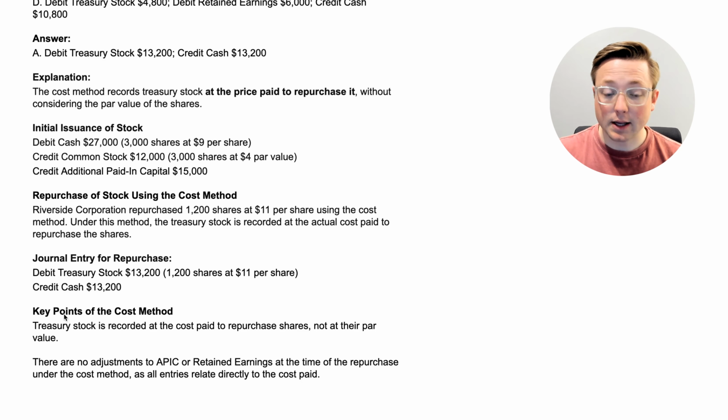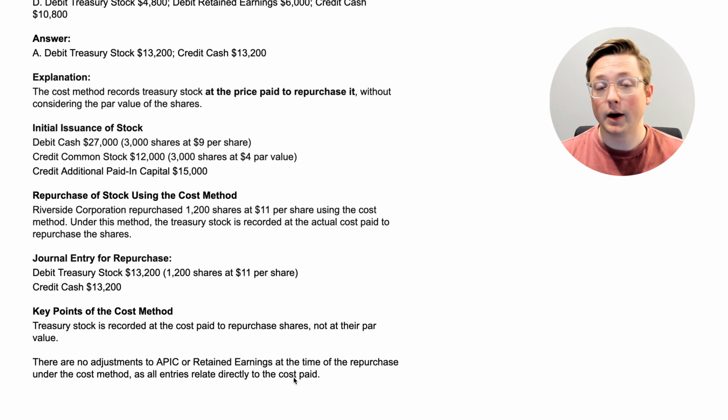So again, the key points of the cost method. The treasury stock is recorded at the cost paid to repurchase shares, not at the par value. There are no adjustments to APIC or retained earnings at the time of the repurchase under the cost method, as all entries relate directly to the cost paid. So again, cost method, more simple, more straightforward. As far as the repurchase, you just record treasury stock at how much it costs to get the treasury stock back.